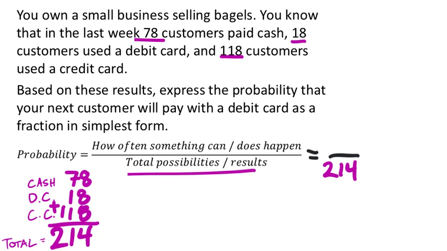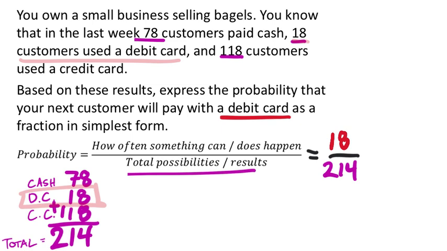Okay, well that's good. We now know the denominator, but what about the numerator? The numerator is based off of debit cards. And we know that debit cards, there were 18 customers that paid with debit cards as seen in the problem. So how often does someone pay with a debit card? Well, there were 18 customers out of the 214. All right, now there's a fraction, and that's great.